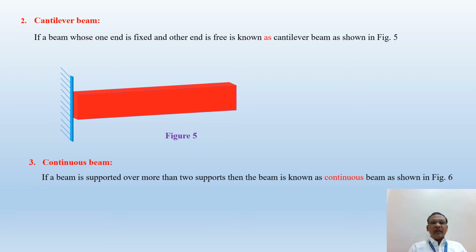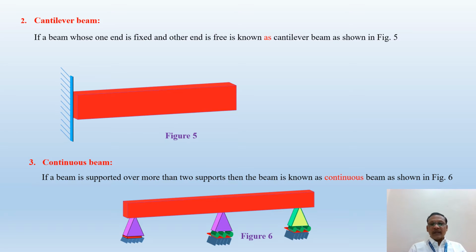Continuous beam. What do you mean by continuous beam? A beam supported over more than two supports is known as a continuous beam. If the supports are more than two, it may be any number, but that beam is known as a continuous beam. For example, I have shown here a beam resting over three supports.